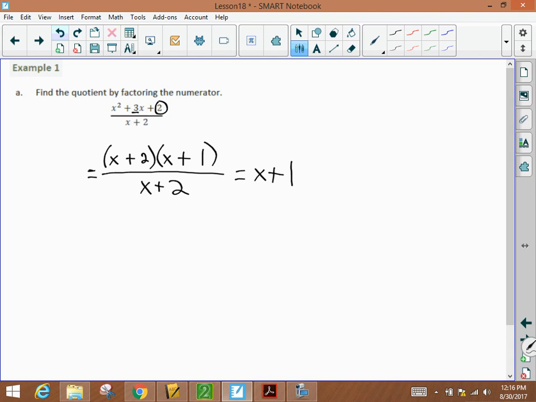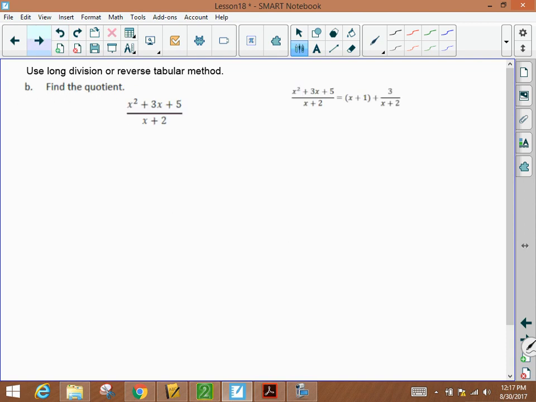So what we can say is that x plus 2 is a factor of x squared plus 3x plus 2 because it divides it evenly. We don't have any remainder. The answer is x plus 1. Just like if I was to say 12 divided by 4 equals 3, there is no remainder. Same thing here, there was also no remainder. Let's see what happens if we do have one.